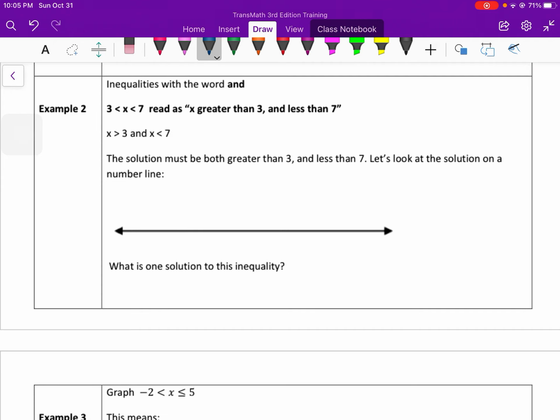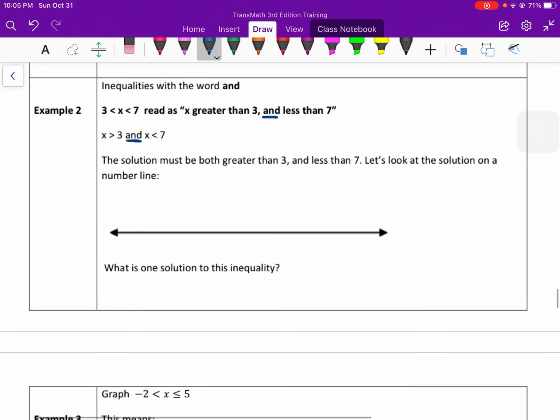So, inequalities with the word and. This inequality that you see here reads as x is greater than 3 and less than 7. So it could be rewritten like this: x is greater than 3 and x is less than 7. Notice that in the inequality, you're reading it from the inside out. The x, and then the inequality is pointing to the 3.